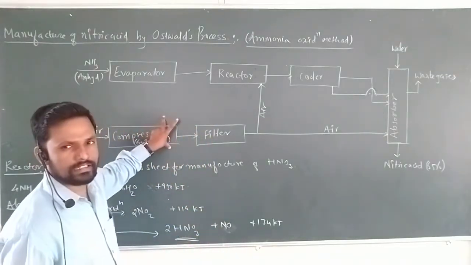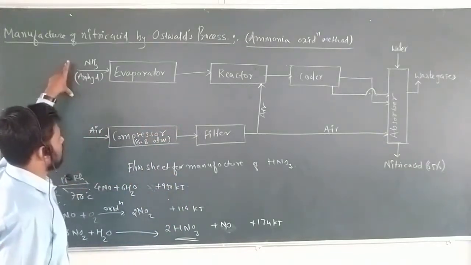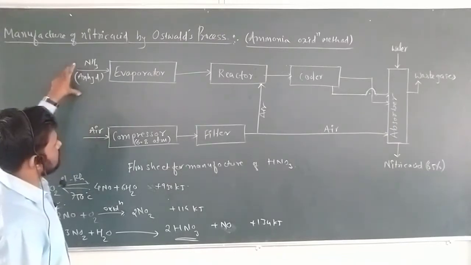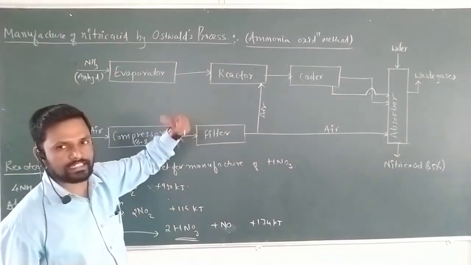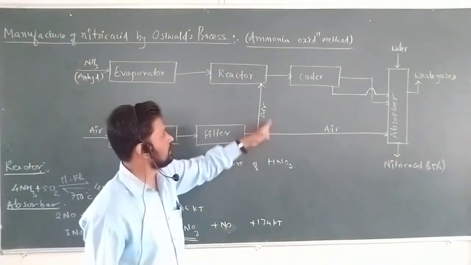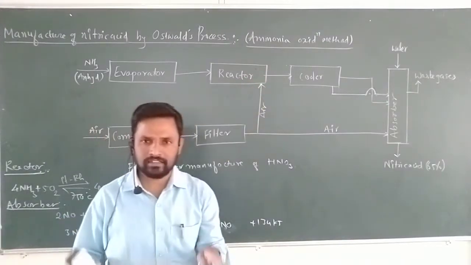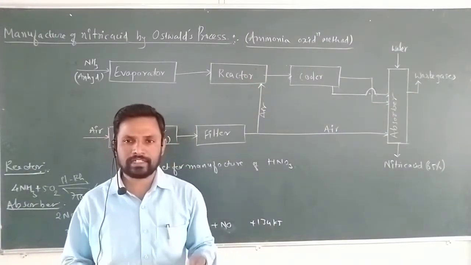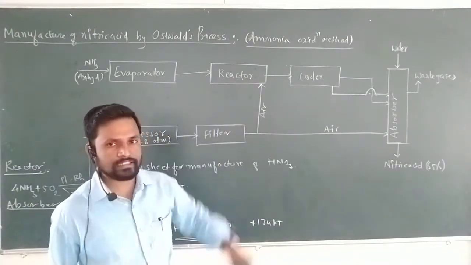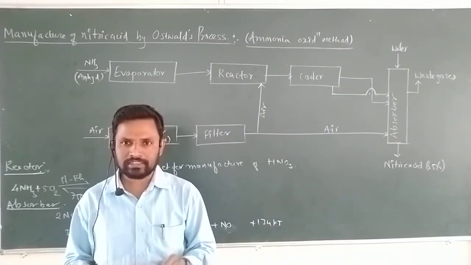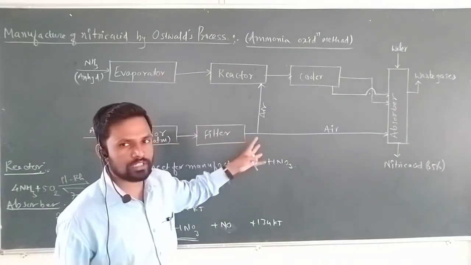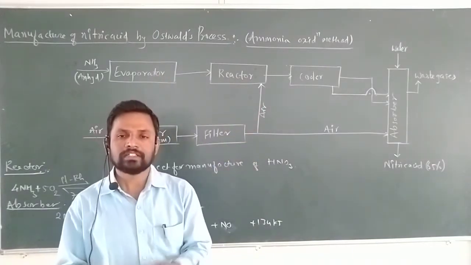Again, I will revise here within one minute. We can see here that at one end anhydrous ammonia is passed, and at the other end air. Ammonia is sent towards the evaporator, where it is vaporized into gaseous form and compressed. Air is compressed and filtered and sent towards the reactor, a container made of nickel and chromium, stainless steel. In the reactor there is a platinum and rhodium gauze catalyst, hexagonal shaped, and both ammonia and air are passed into the reactor, where the reaction takes place.